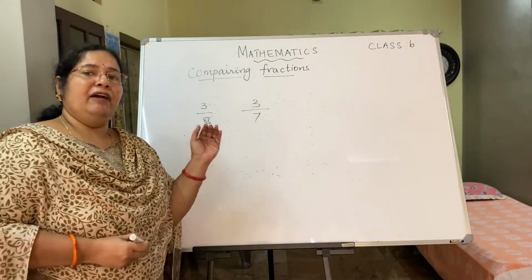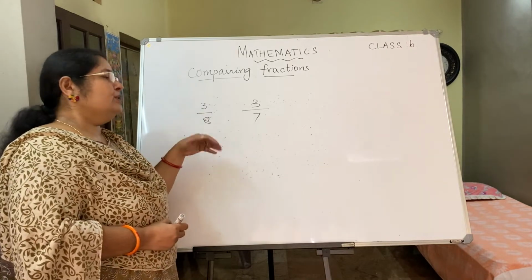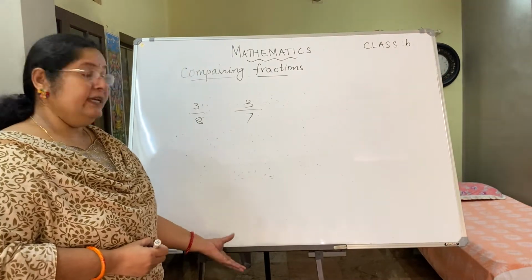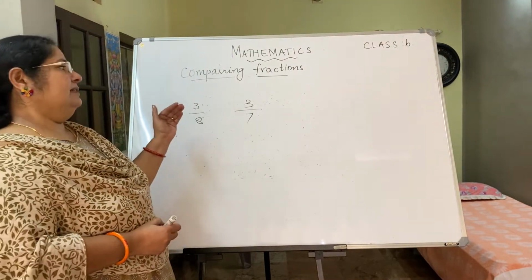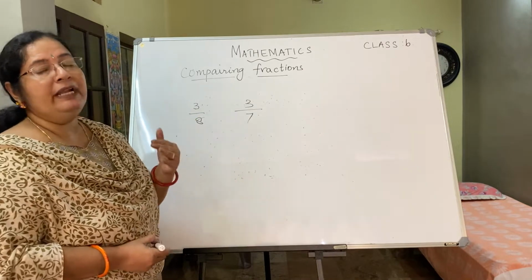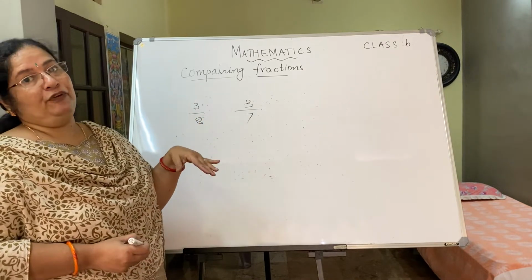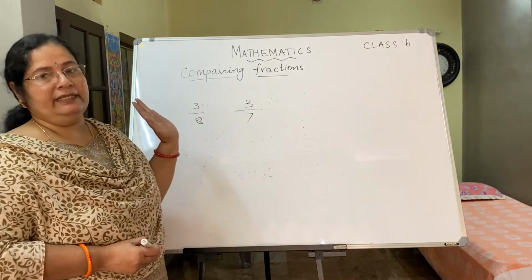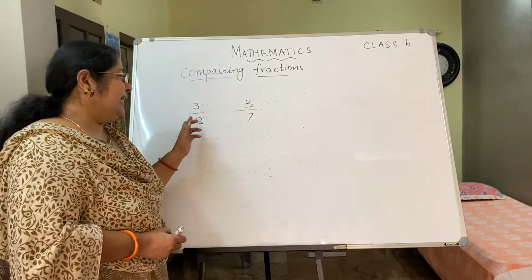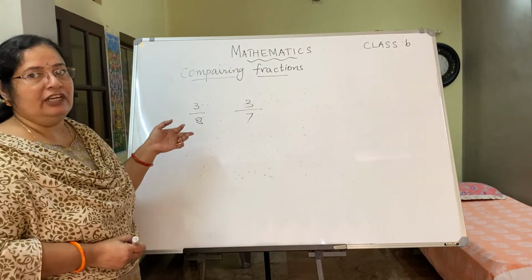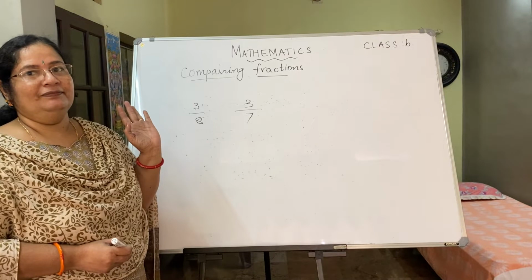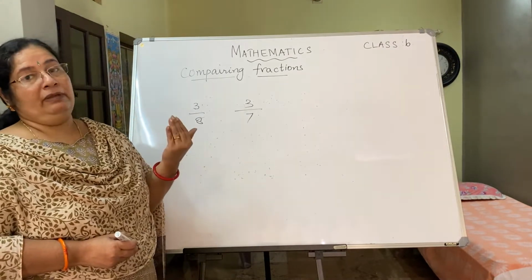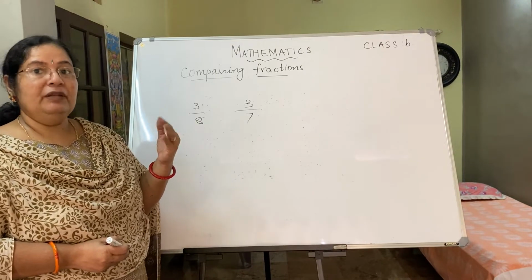Sometimes you may have fractions whose numerator will be the same. Denominators may be different. We don't have any specific name for that. But in cases where you have the same numerators and different denominators, what we do is compare the denominators. The fraction with the greater denominator will be smaller. Whichever fraction has the greater denominator, that fraction will be smaller.